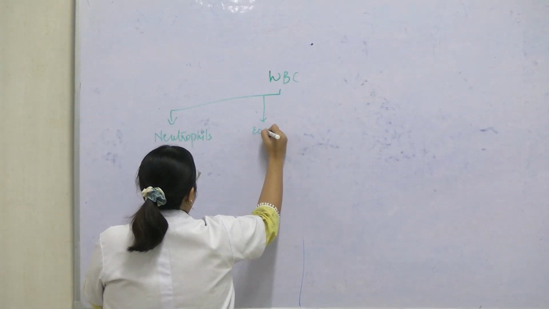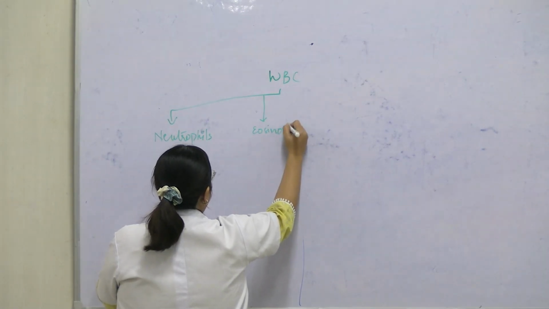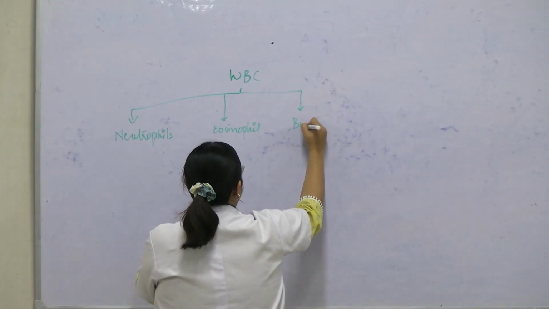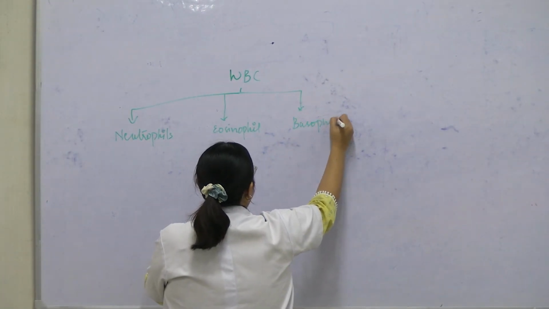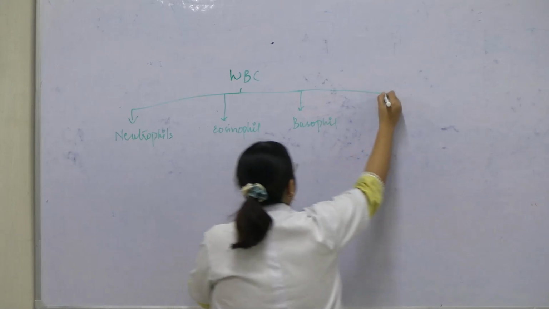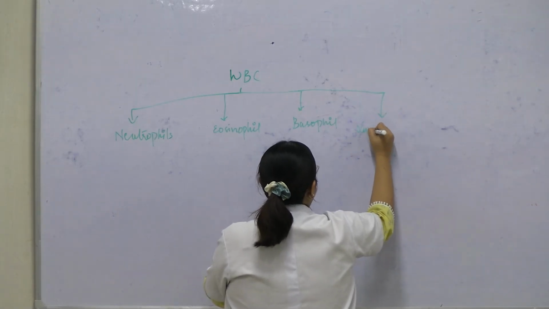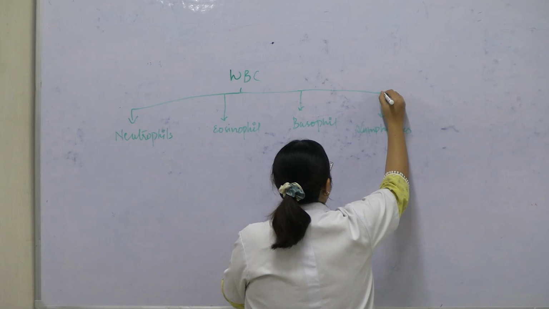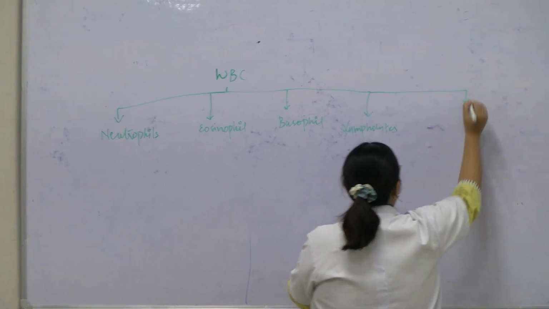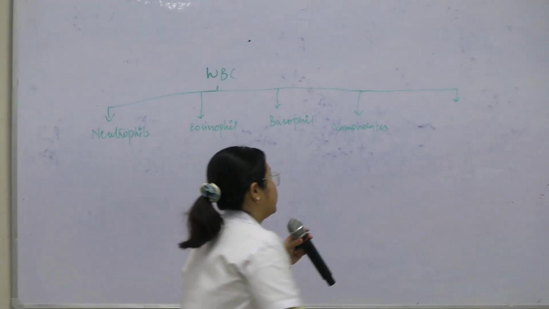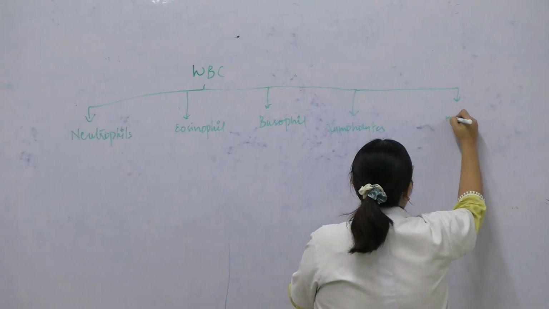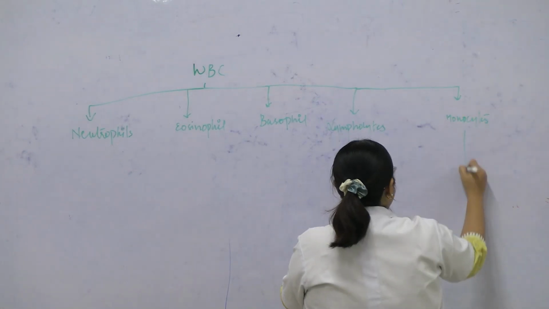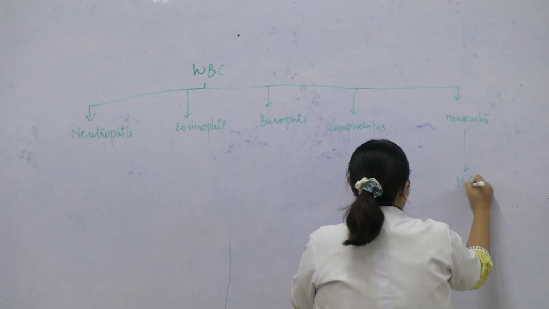Eosinophil, okay. Basophil. Lymphocytes. What else is remaining? Monocytes. Okay. These monocytes will later make macrophages that we keep talking about.